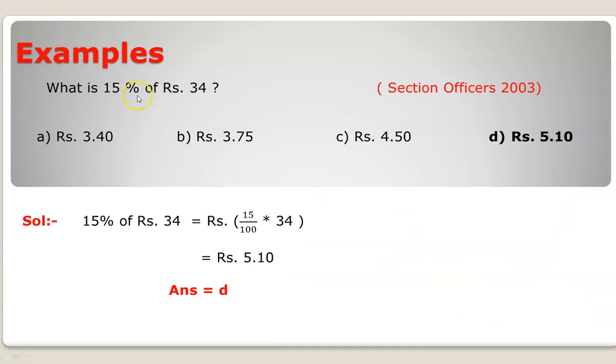What is 15% of rupees 34? There are four options given here. Let us see the solution. 15% of rupees 34 equals, so 15% means 15 is the rate percent, the numerator. So 15 upon 100 into 34 equals, calculating this term, the answer is 5.10 rupees. So answer D is the correct option.